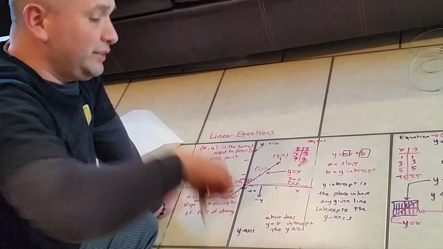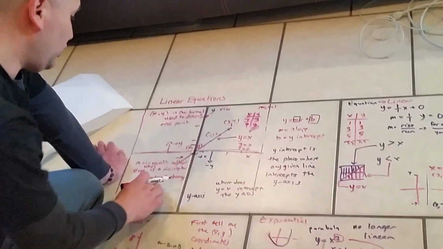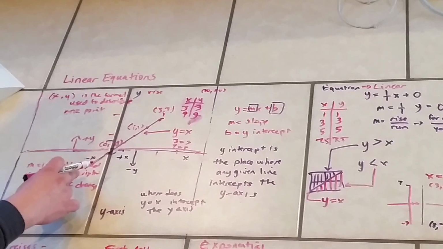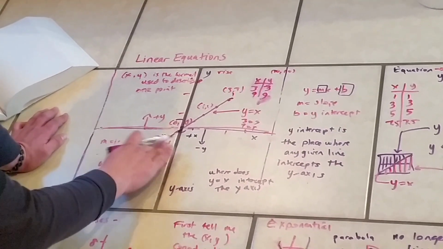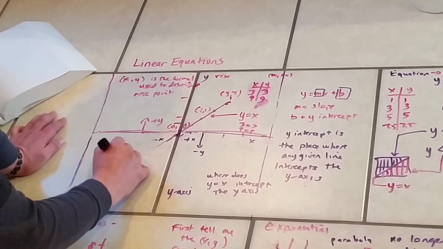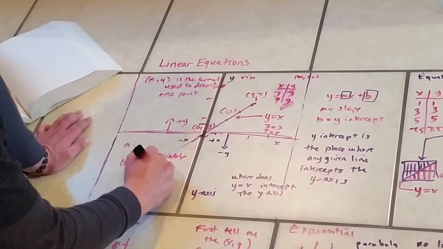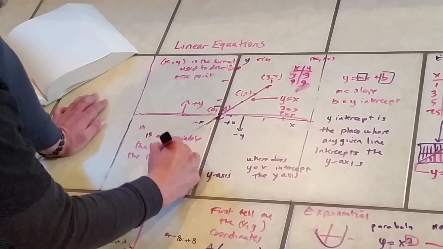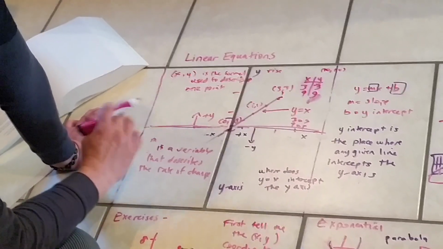So we're going to go around, the same way we're going to go here. So m is equal to the slope. And the slope is a variable that's used to describe the rate of change. I'm going to rewrite it here because it's a little blurry. So m is a variable that describes the rate of change. Danny, what does that mean? Do you have any clue? Nobody knows what that means.